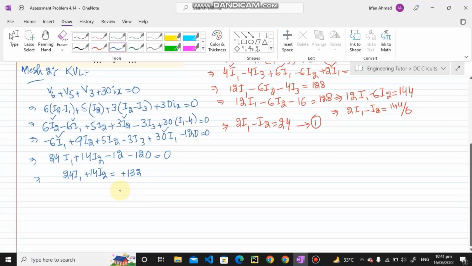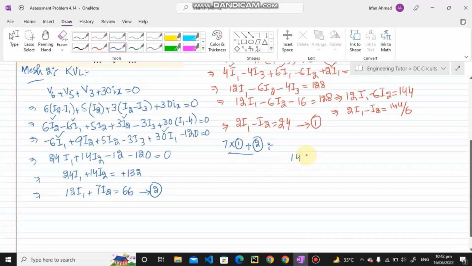So let me take 2 common here, dividing both sides by 2, I will get 12 I1 plus 7 I2 equal to 66. Okay, so this is my equation number 2. So now I have 2 equations and 2 unknowns. What are the unknowns? I1 and I2 are the unknowns. So now multiplying equation 1 by 7 and then adding them together, 7 multiplied by equation 1 plus equation 2, what will I get here?